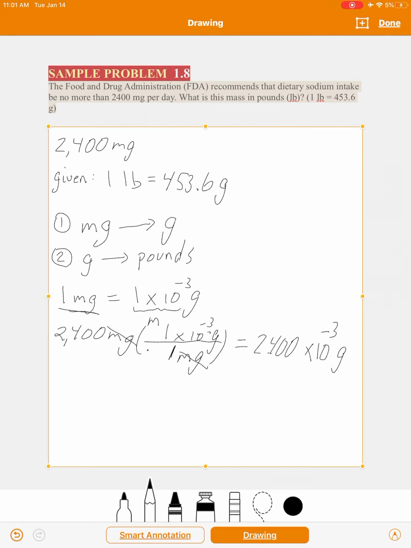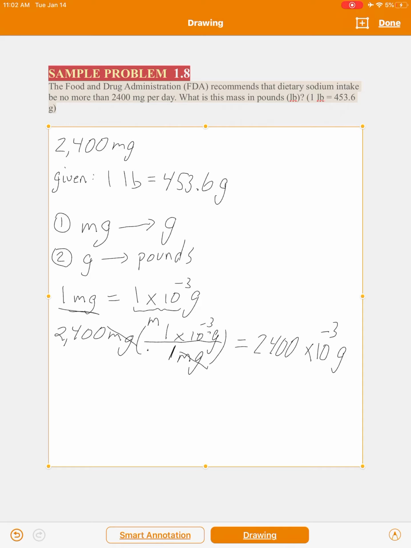And try to erase that. Oh, sorry. Get rid of that there. Okay, so now we have this in grams, which is what we wanted to have it.